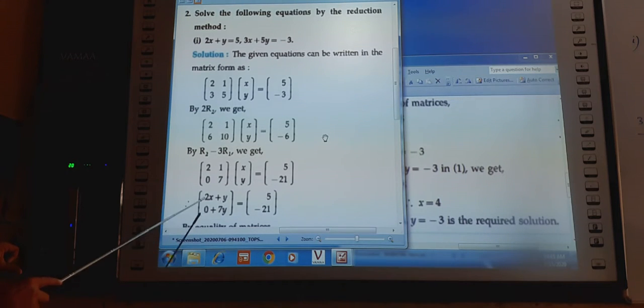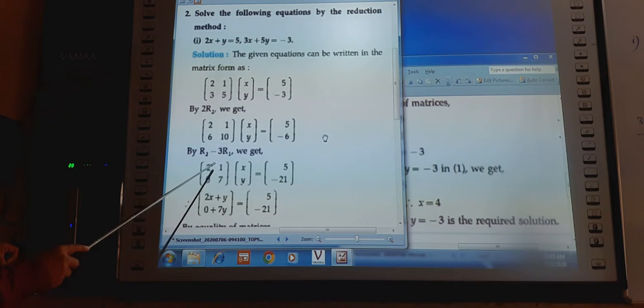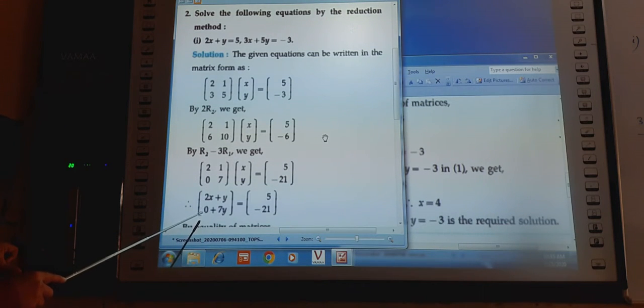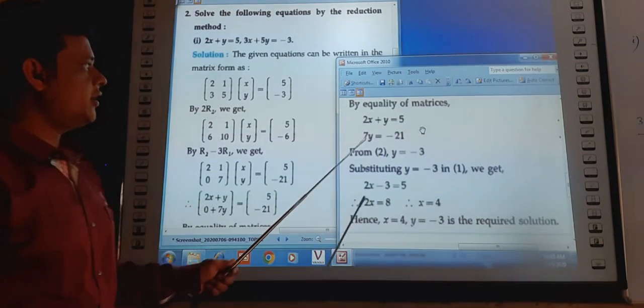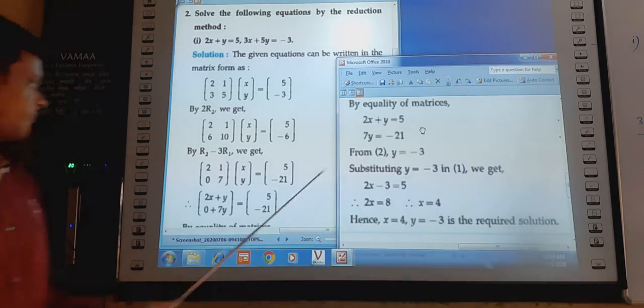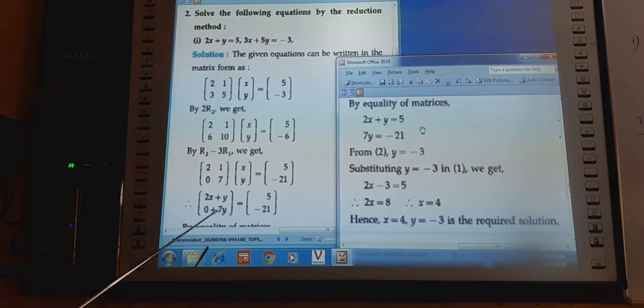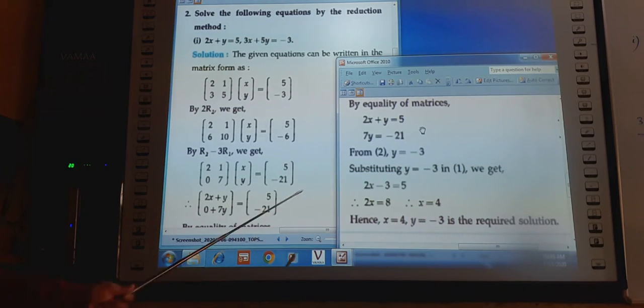So we write here 2x plus 1 into y, that is 2x plus y, 0 into x, which is 0, plus 7y, so 7y. By equality of matrices, 2x plus y equals 5, and 0 plus 7y is 7y equals minus 21.